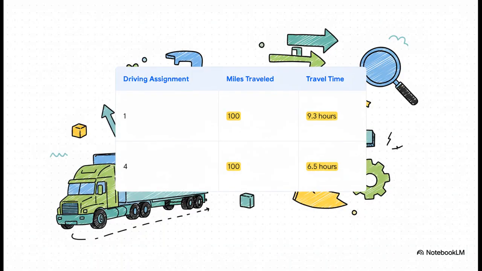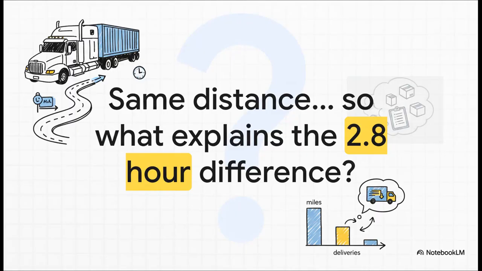When we look closer at the actual data, a real puzzle emerges. Take a look at trip 1 and trip 4. Both are exactly 100 miles, but one took 9.3 hours and the other took only 6.5 hours. Whoa! Our simple miles-predicts-time model just completely falls apart right here. And this is the moment our simple model breaks down. The same distance, but almost a 3-hour difference? Something else has to be going on. There's another factor, a hidden variable that's messing with the travel time. But what on earth is it?